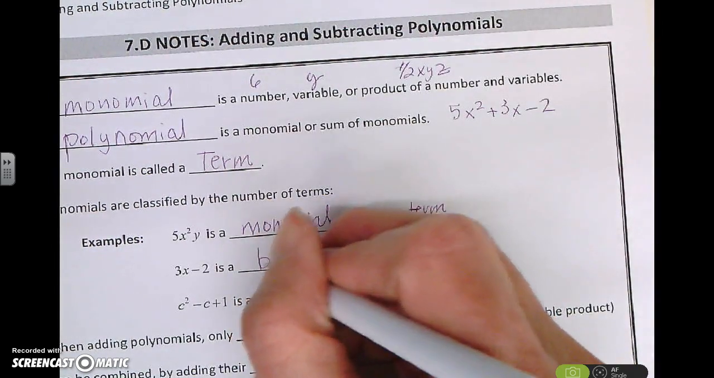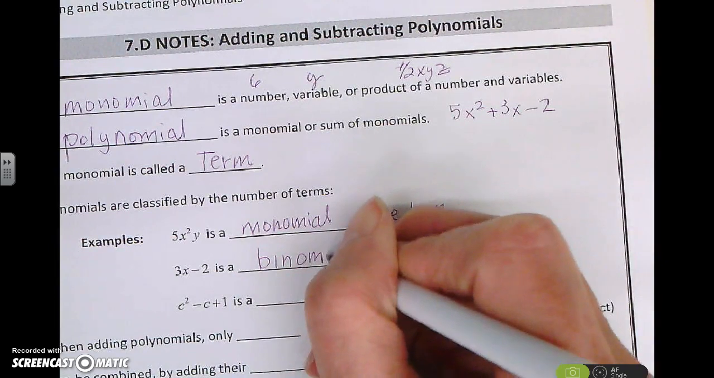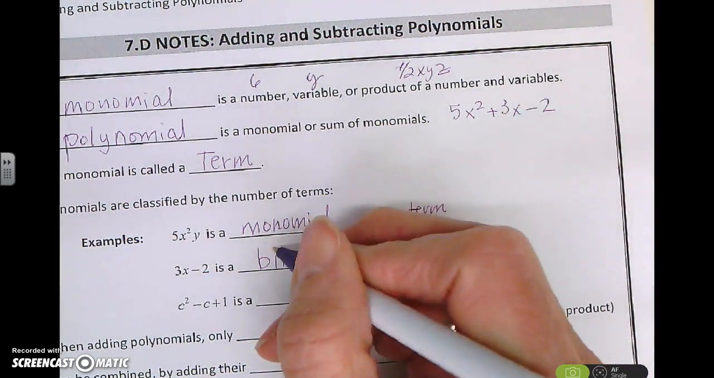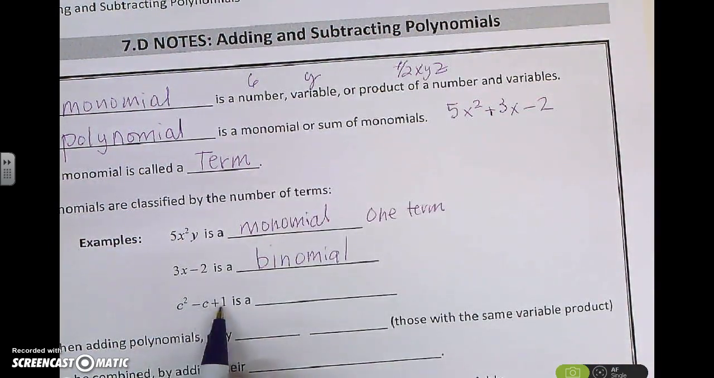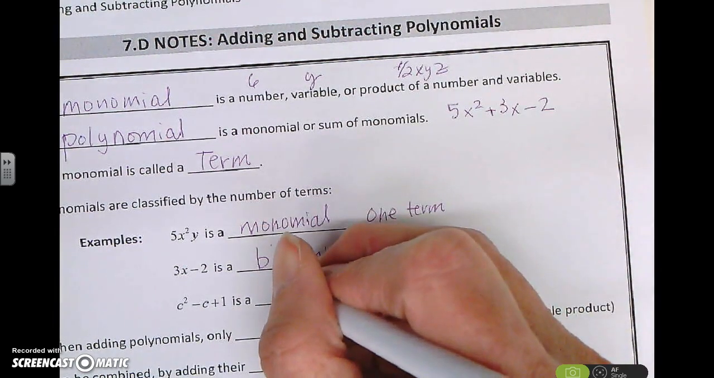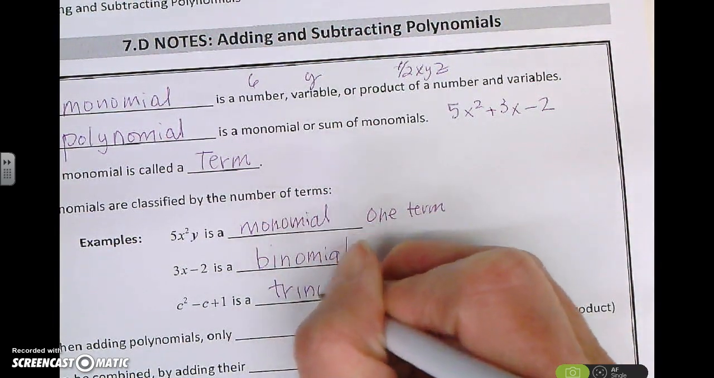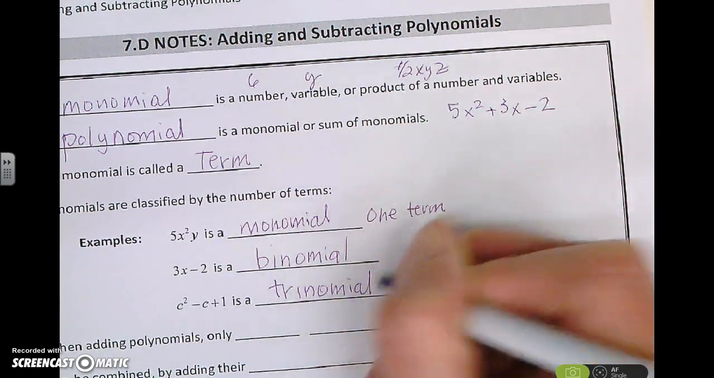So this is called a binomial. There's two of them, like a bicycle. And then c squared minus c plus 1, you can see that's the sum of 1, 2, 3 monomials, or 3 terms, and it is called a trinomial, like a tricycle. It's got 3 terms.